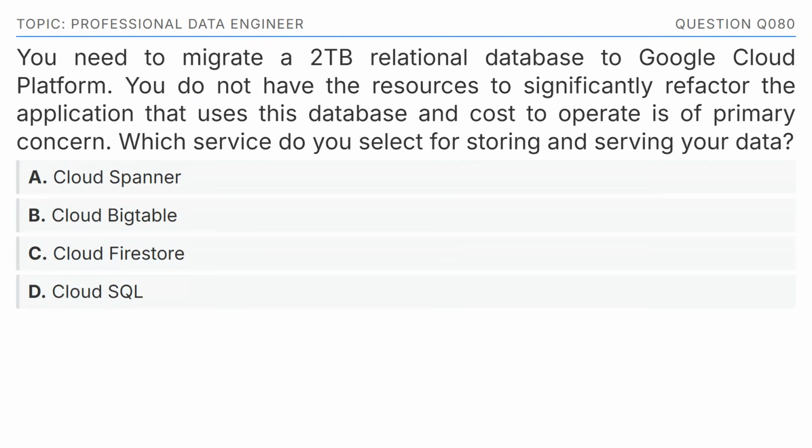You need to migrate a 2 terabyte relational database to Google Cloud Platform. You do not have the resources to significantly refactor the application that uses this database, and cost to operate is of primary concern. Which service do you select for storing and serving your data? The options are: Option A, Cloud Spanner. Option B, Cloud Bigtable. Option C, Cloud Firestore. Option D, Cloud SQL.